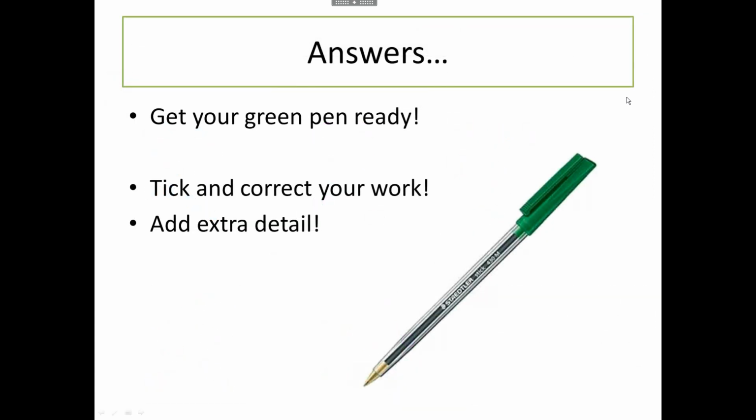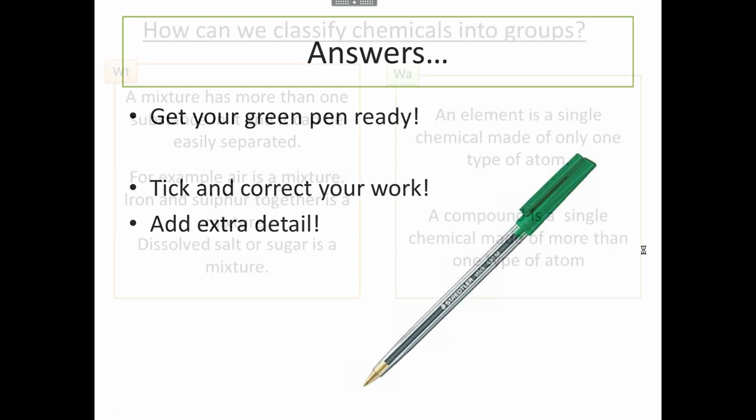Okay, here come the answers. Remember to use a different coloured pen to tick your work. Correct it if you need to. Add extra detail wherever possible.